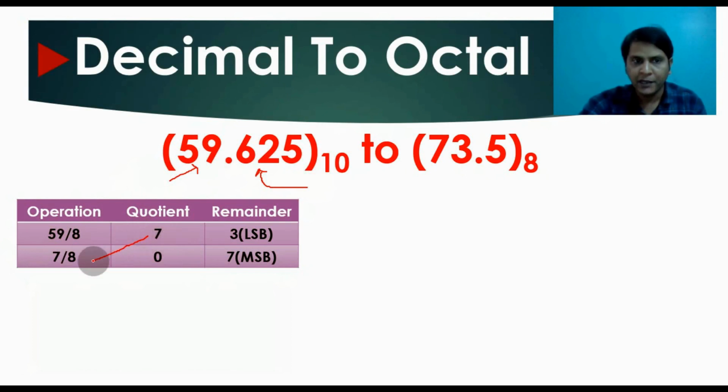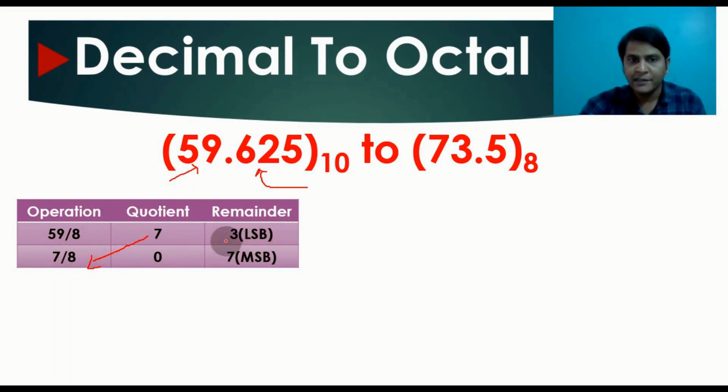Now again you have to divide 7 by 8. This time you will get quotient 0 and remainder 7. If you ask why we are dividing the integer part by 8, it is because you are converting decimal to octal. That means the base of octal is 8, so you have to divide the decimal number by the base 8. That's what I have done here.